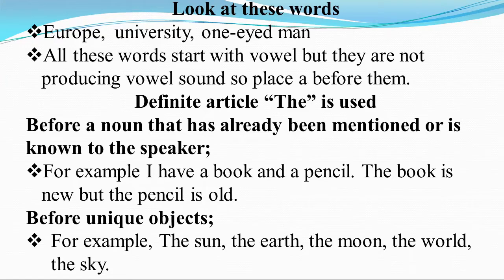Let's move on to the definite article the. Let's learn where to use and where to omit the definite article the. The definite article the is used before a noun that has already been mentioned or is known to the speaker. For example, I have a book and a pencil. The book is new, but the pencil is old.